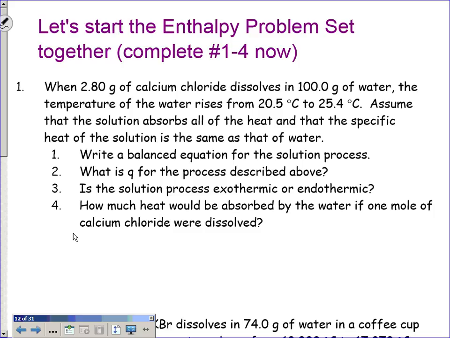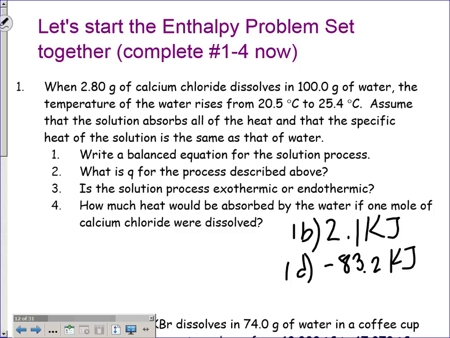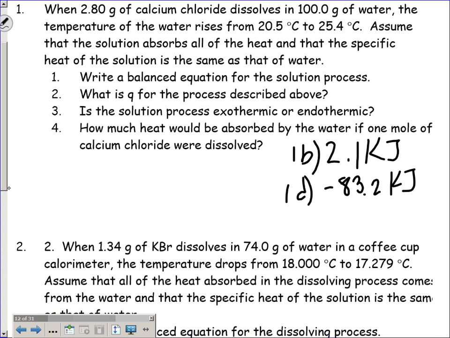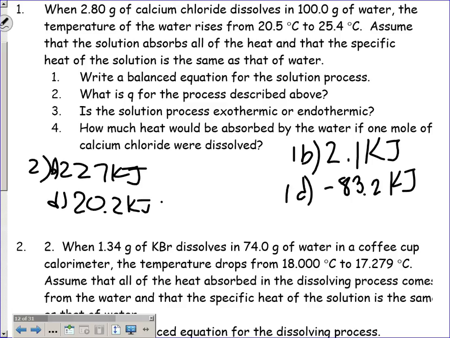So the correct answer: 1B is 2.1 kilojoules. 1D is negative 83.2 kilojoules. And 2, it's only 1 and 2, by the way, everything else is legit. It's only the ones in solution they changed their mind on. Number 2 is 227 kilojoules for one of those answers, and D, I think it was D on this one, is 20.2 kilojoules per mole. So, FYI, now you can actually check your work appropriately.